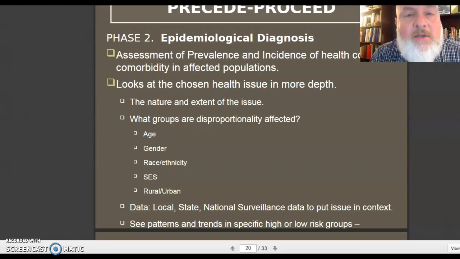Phase 2, you've got an epidiagnosis, let's just put it that way. And so you're looking for prevalence and incidence of health conditions, comorbidity in affected populations. And this way you're kind of looking at this in more of a depth. And so what kind of groups are disproportionately affected? And maybe you want to break this out by age, gender, SES, rural, urban, race, ethnicity. And there, of course, you're going to be looking at data, and you can get this from local, state, national surveillance data. It goes back to your statement of problem. What kind of data did you get from either a national, a state, or a local source to kind of define your issues? And so what you're wanting to do there is to kind of see some patterns.